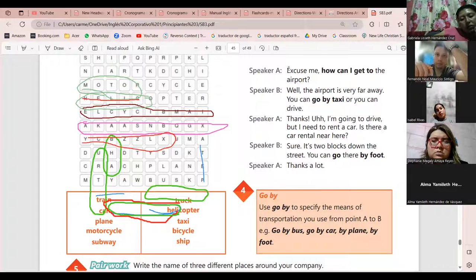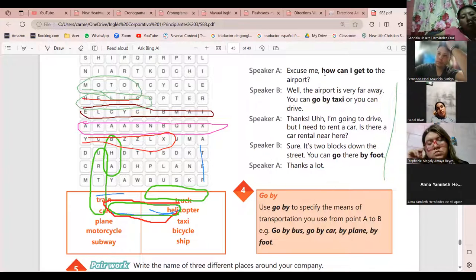For example, in this conversation, this is the short conversation asking for directions and asking how to get to a place. Excuse me, how can I get to the airport? Well, the airport is very far away. You can go by taxi or you can drive. Thanks. I'm going to drive, but I need to rent a car. Is there a car rental near here? Sure, it's two blocks down the street. You can go there by foot. Thanks a lot, because if he doesn't have a car, you can go by foot, you can go walking, right?